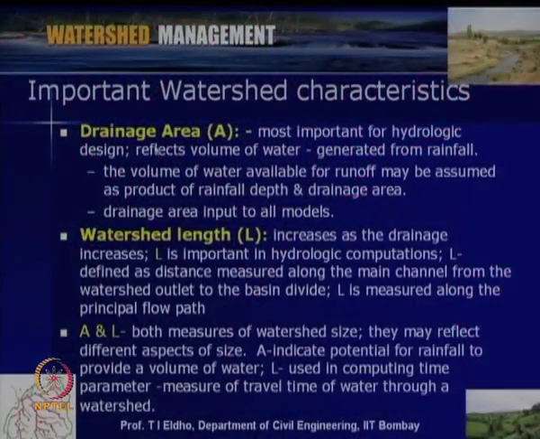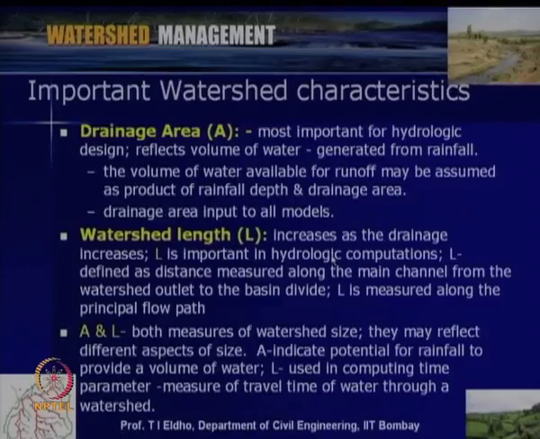Then another important characteristic which we have to consider, especially in watershed modeling, is the so-called watershed length. Watershed length is defined as the distance measured along the main channel from the watershed outlet to the basin divide. If this is the watershed which we consider here, here is the basin divide, and somewhere here is the watershed outlet, then this is the length from the watershed divide to the outlet. That is the definition of the watershed length.